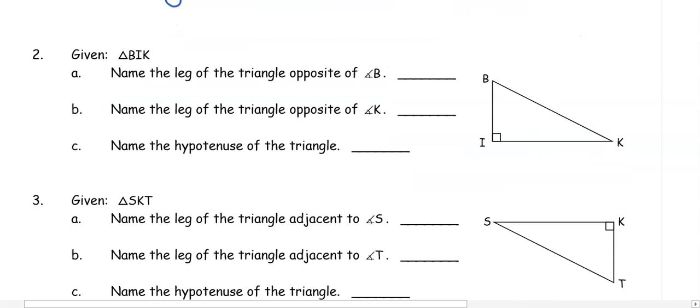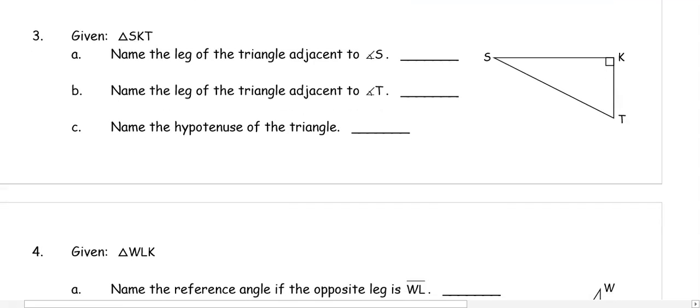So given triangle BIK, we need to name the leg of the triangle that's opposite of angle B. So if angle B is up here, the opposite side would be IK. Remember to put your segment bar above that. We also have K. So the side opposite of K then is BI. The hypotenuse is not going to change no matter what angle, so it's always across from the right angle, which in this case is BK.